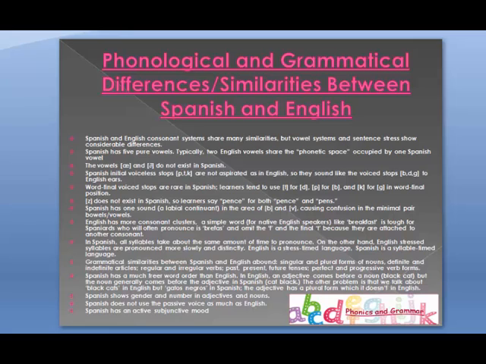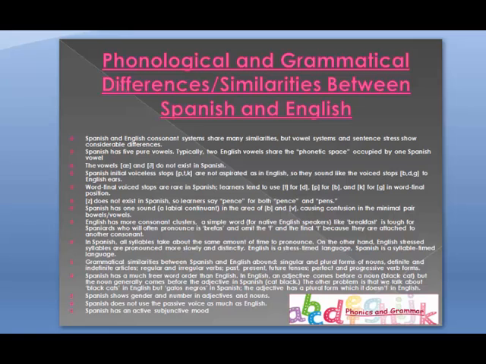Spanish has 5 pure vowels. Typically, 2 English vowels share the phonetic space occupied by 1 Spanish vowel. For example, English E in "eat" and I in "it" share the same high front articulation space with Spanish I, as in "iglú". Thus, one-to-one correspondence between Spanish and English vowels is impossible. Number 3. Certain vowels in English do not exist in Spanish.